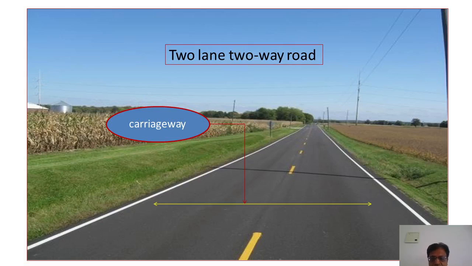So here I have shown the two-lane road. This is the center line of your road. This is the end marking where it shows the edge or the end of your road, and this is the carriageway. So this is the carriageway, the width or the way which is available for the movement of vehicles.